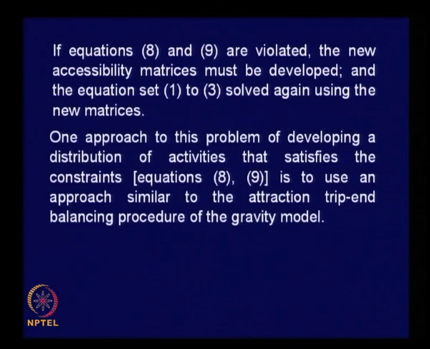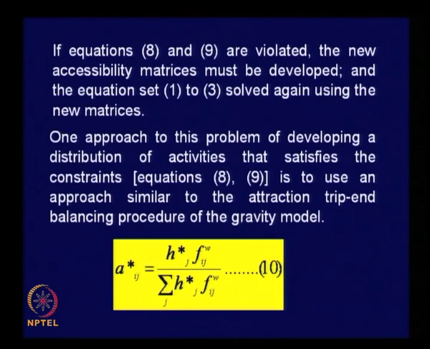One approach to this problem of developing a distribution of activities that satisfies the constraints, equations 8 and 9, is to use an approach similar to the attraction trip balancing procedure of the gravity model. When they are matching, it is fine. When they are not matching, follow the same iterative procedure, right. I am just giving you the essence of it.